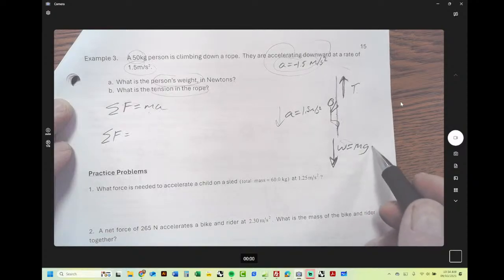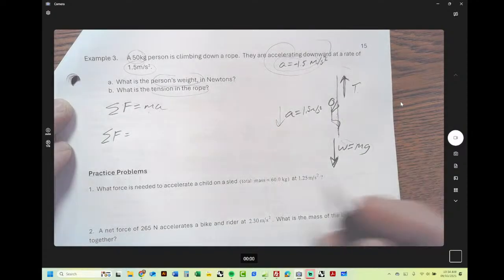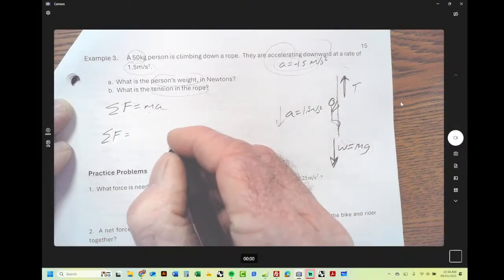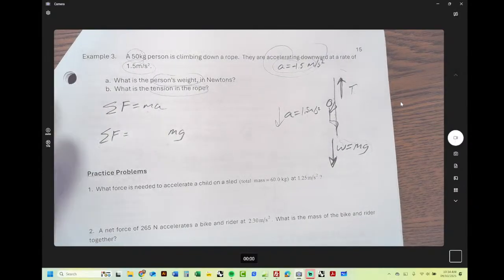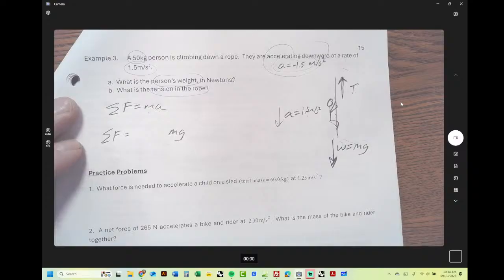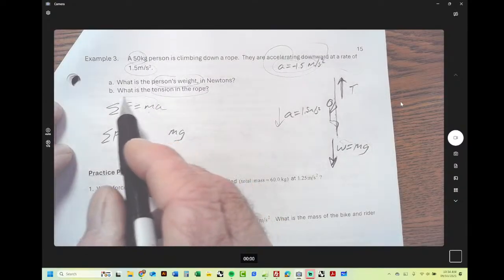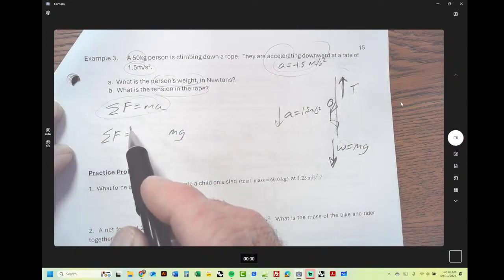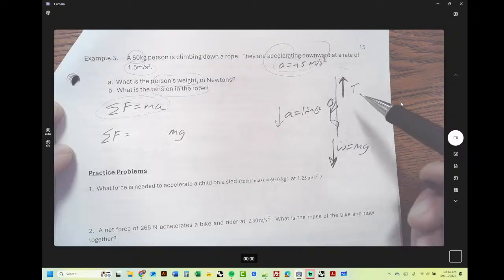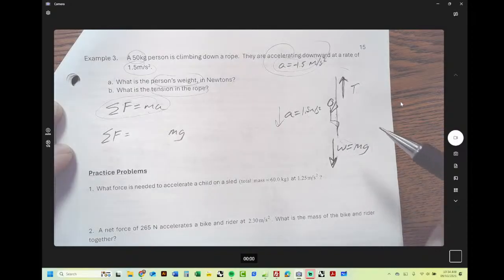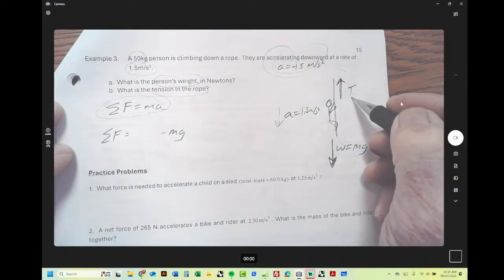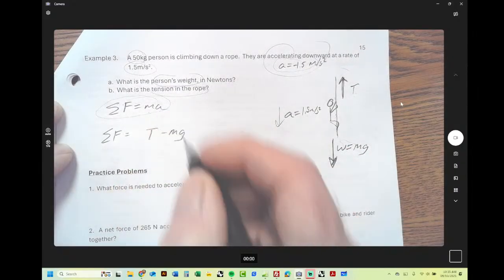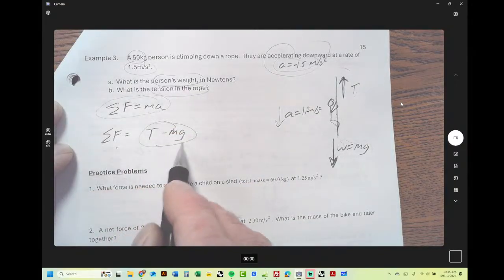mg is part of it. I'll write mg over here. That's going to be part of what I'm writing. What else am I going to write there? So two ways to get net force. One is to use Newton's second law. The other is to add up all the forces. The net force is the vector sum of all the forces. So of these two forces, which one's negative? Weight, mg. So I'm going to put negative mg. And tension, is it positive or negative? Positive. So this is the net force. The net force is T minus mg.